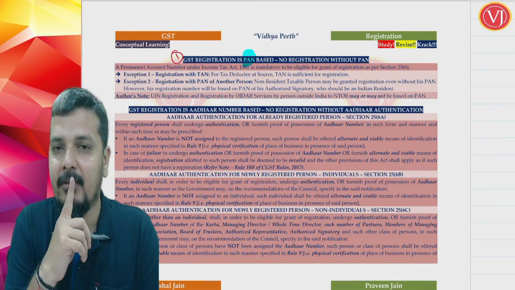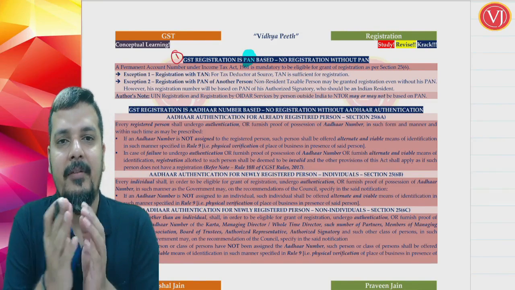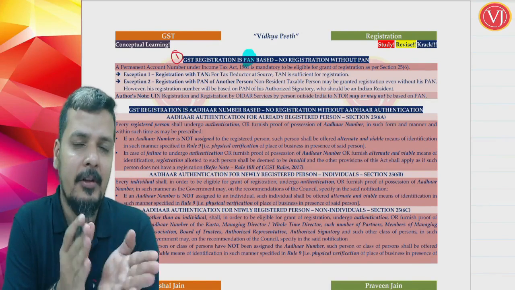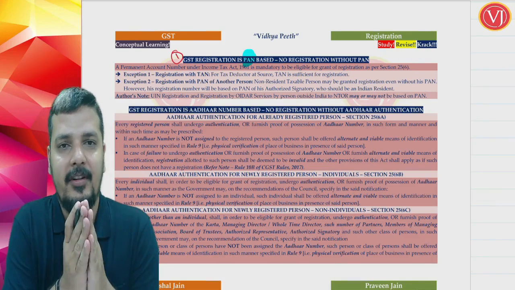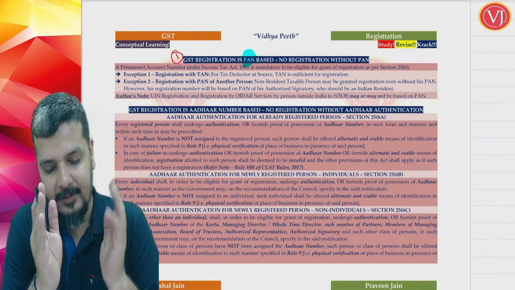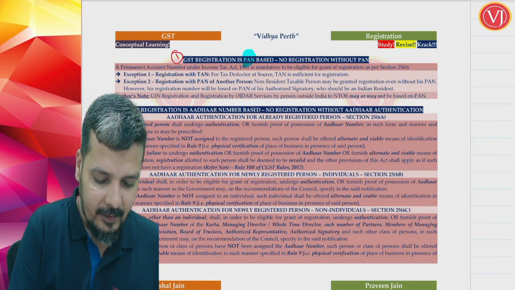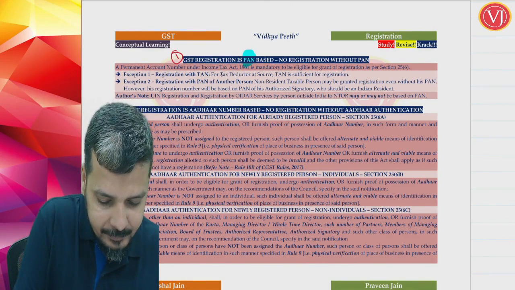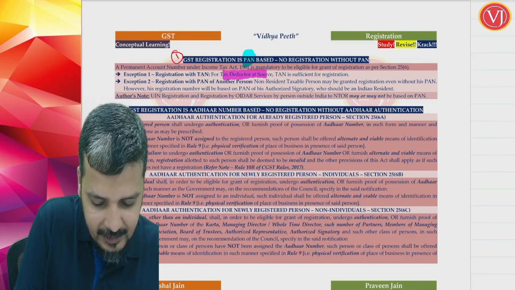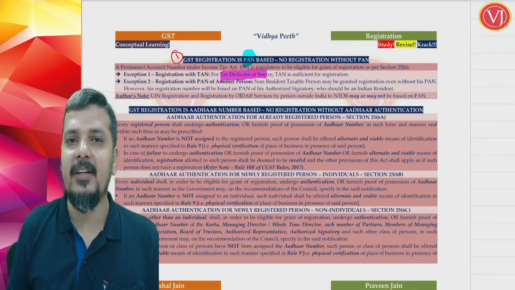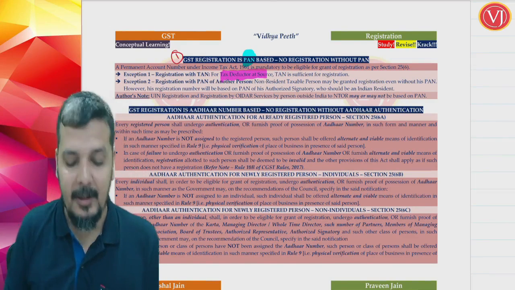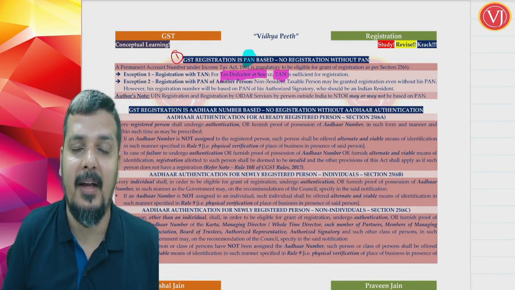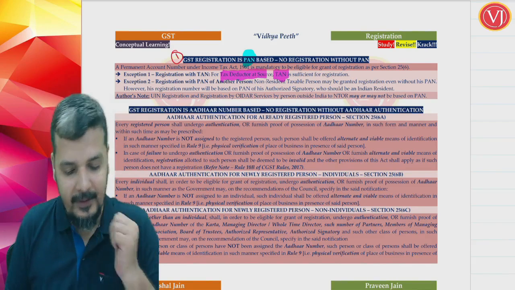Are there exceptions? Normally, if I have to apply for GST number, first I should have a PAN. Without having a PAN, you cannot go for GST number. But are there exceptions? Yes, there are exceptions. So what are those exceptions? First exception is you have something called as GST TDS number. Your GST TDS number is not based on your PAN, but it is based on your income tax TAN. That is the first exception.